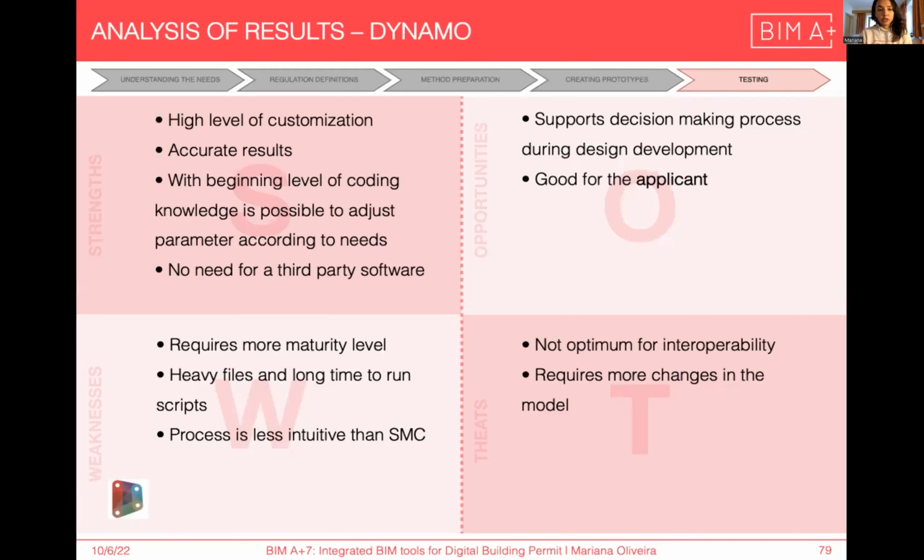Here we have a high level of customization. We have an accurate result because you are dealing with the model itself. But you need a higher maturity level in order to use this approach. But it's good because it supports your decision making during the development of the design process. So it's good from the applicant point of view, that you can use this kind of method in your design process. But it requires more changes in the model, and it's also not great for interoperability because you have to run just one authoring software.